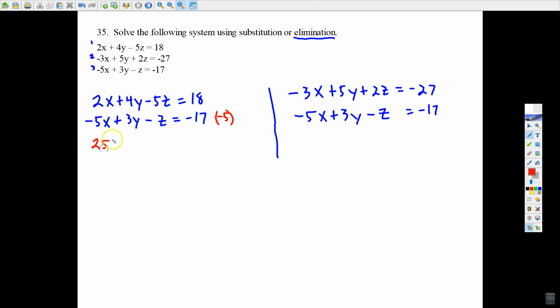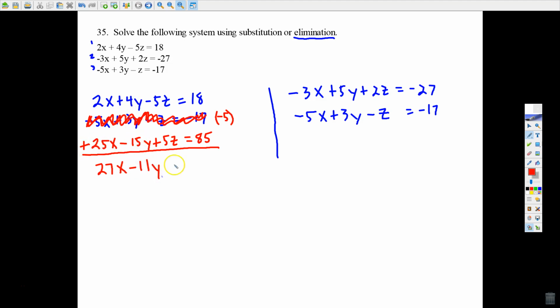That gives me 25x minus 15y plus 5z. And if you do 17 times 5, you get 85. Okay, and I'll just mark this out so we won't have to look at it. And now we're going to eliminate z with addition. Okay, so this gives me 27x. 4 plus -15 is -11y. And then 18 plus 85 is 103.